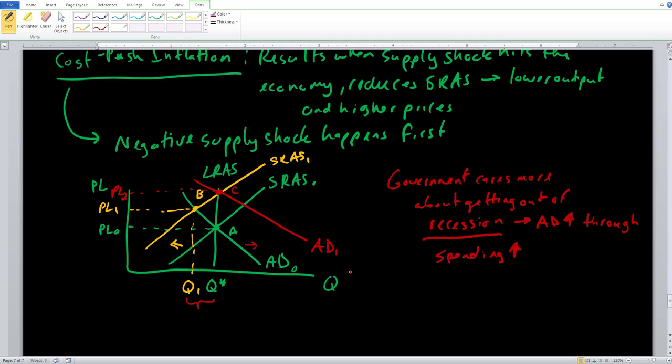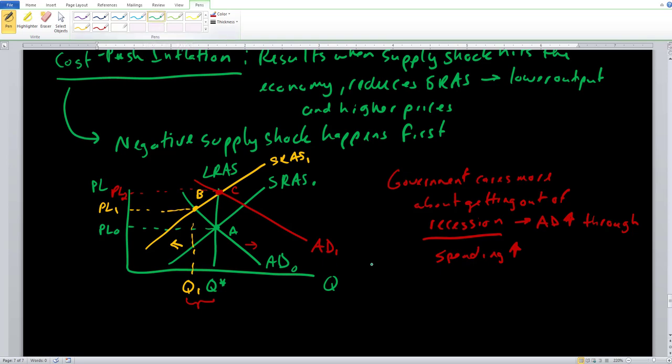It can be directly through government spending. It can be through some type of consumption spending, investment spending, or net export spending. Essentially, if they want to go from Q1 GDP to Q star GDP, they're going to want to increase spending, increase aggregate demand in order to get out of the recession.